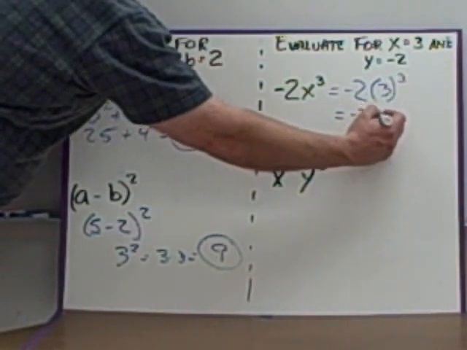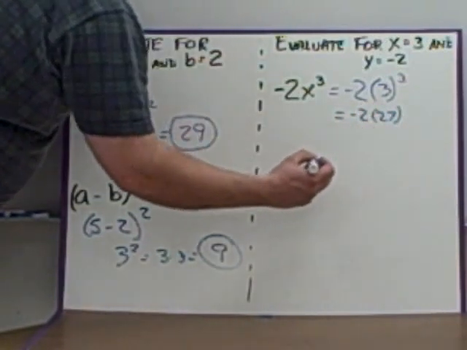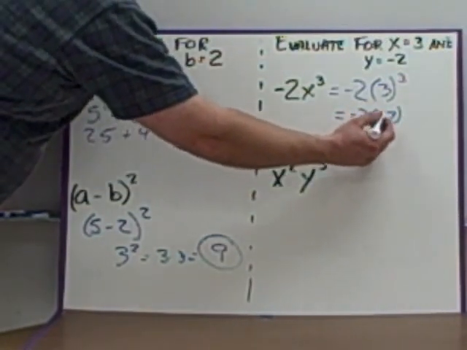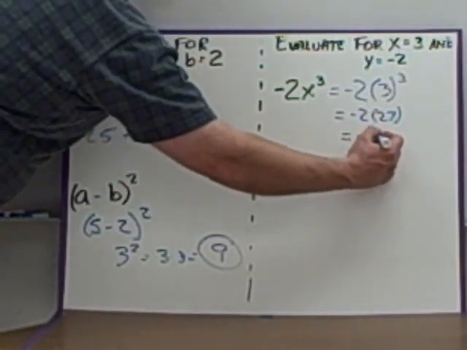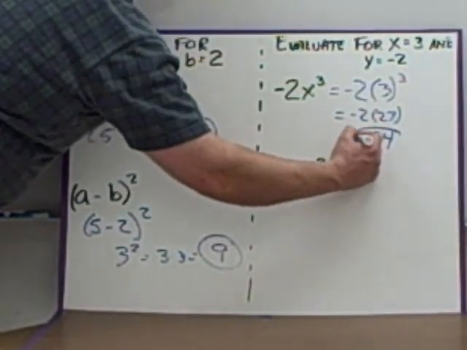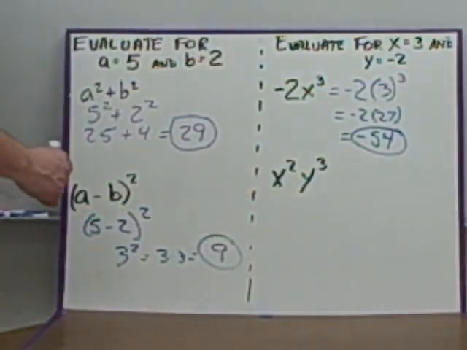So at that point, you have negative 2 times 27. Then you got to do the multiplying here. Negative 2 times 27 gives you negative 54. And that's your final answer on that one.